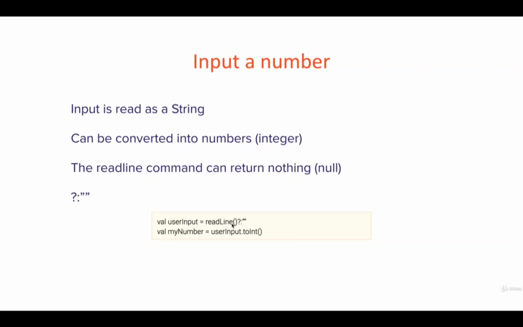If readLine returns null, then use this value. That simply means that this value will never be null. Because if the first part of my expression is null, then I use an empty string. So this is kind of a guard against empty returns, empty information.